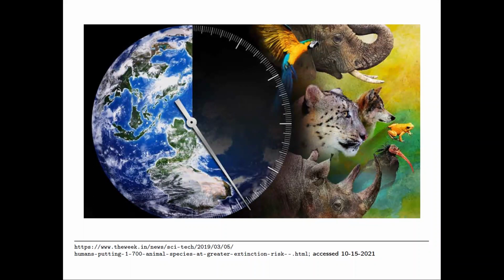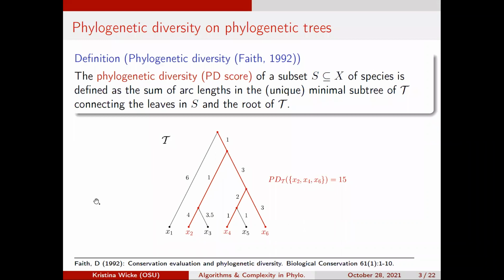However, if we want to conserve as much diversity as possible, we need some way of measuring it or quantifying it. And so there are several ways of how we can try to measure biodiversity or quantify it, and one is called phylogenetic diversity. And so this concept of phylogenetic diversity was introduced in 1992 by Daniel Faith, an Australian conservation biologist, for phylogenetic trees. And so this paper from 1992 has been very influential. So the last time I checked, it was cited almost 3,000 times.